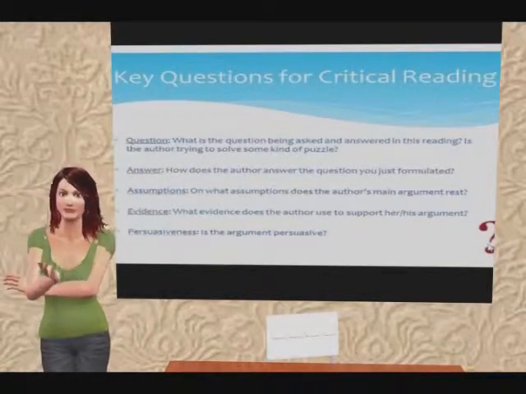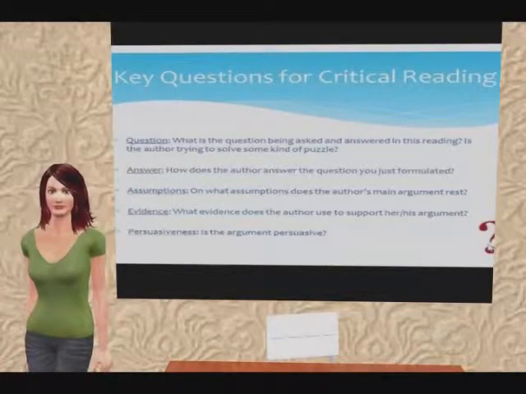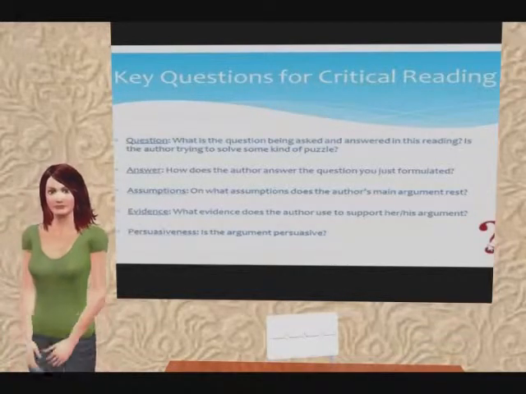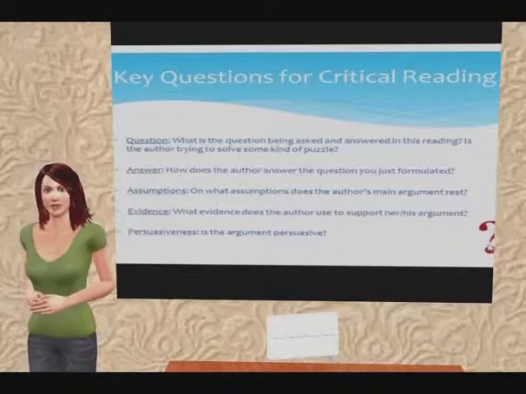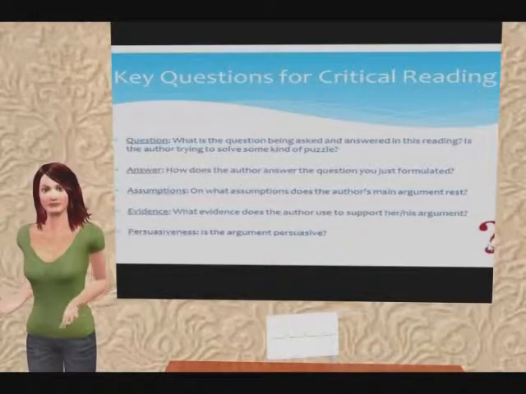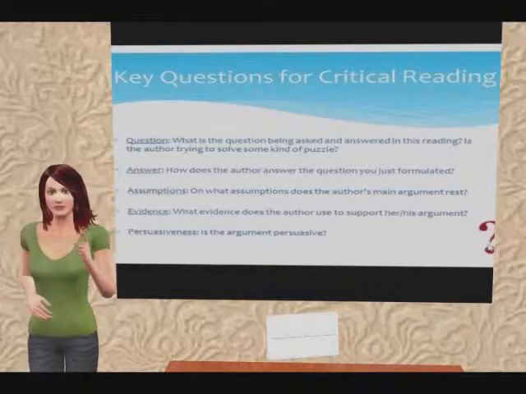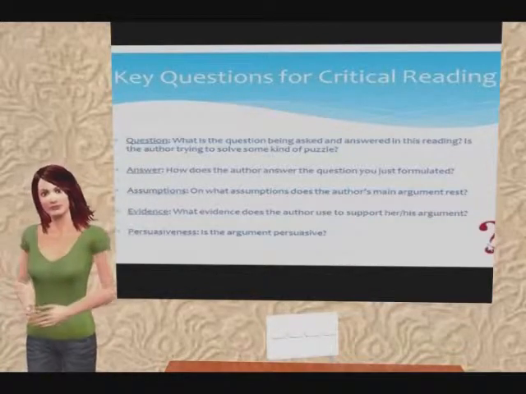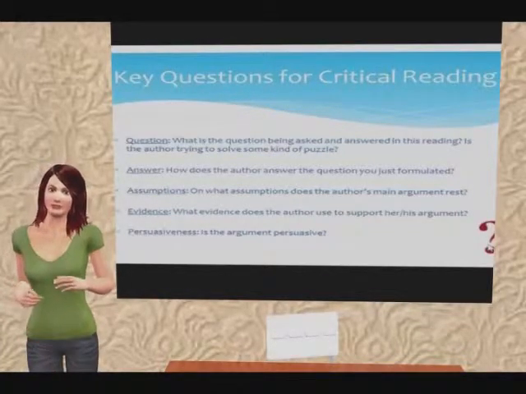So there are 5 key questions that one should ask themselves when they're trying to read a text in a critical way. The first one is just, what is the question that's being asked and answered in this reading? Is the author trying to solve some kind of puzzle? If you could really just put it into one question, what is the author or authors asking? Second, how does the author answer the question that you just formulated?